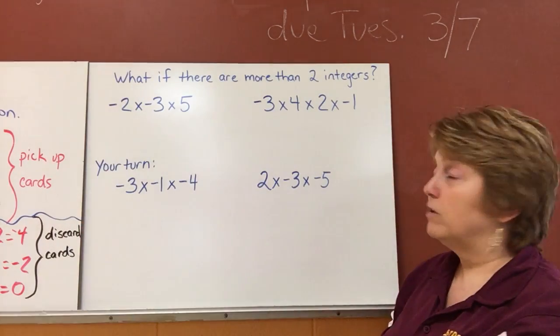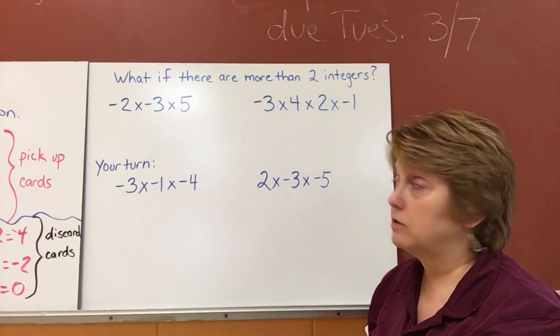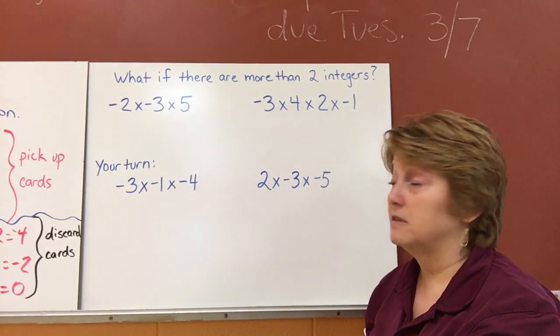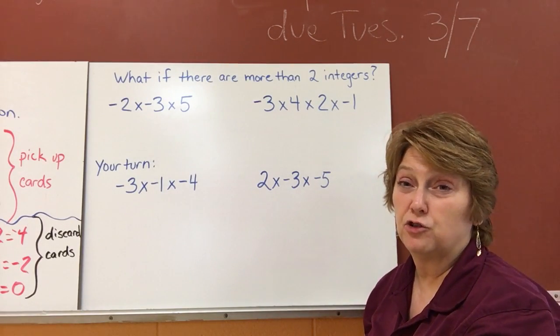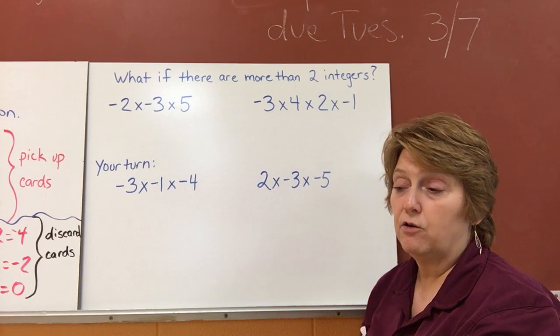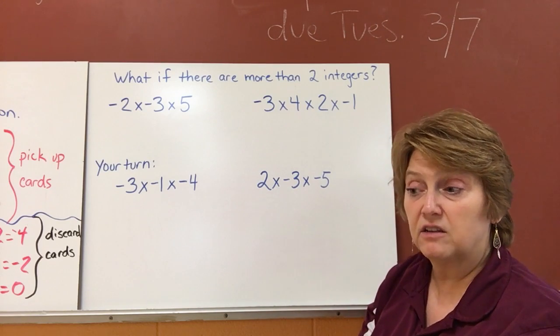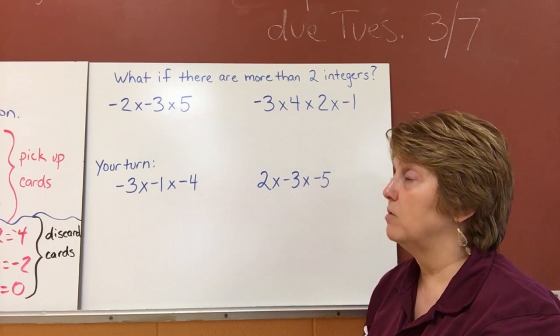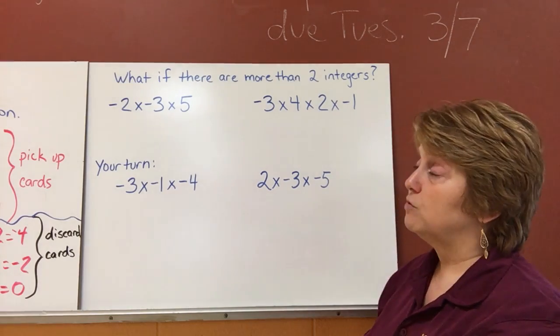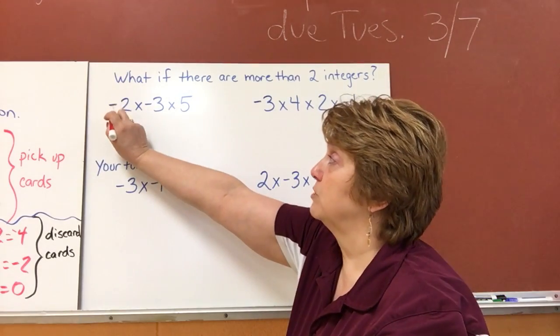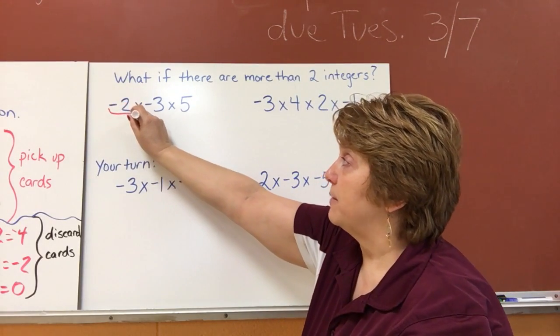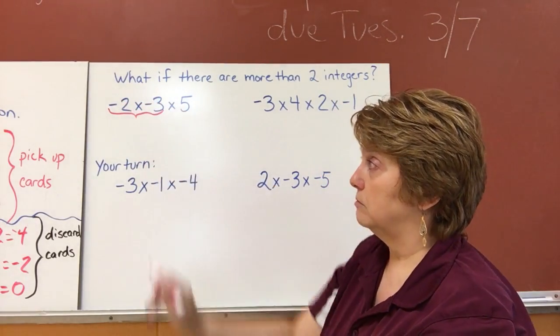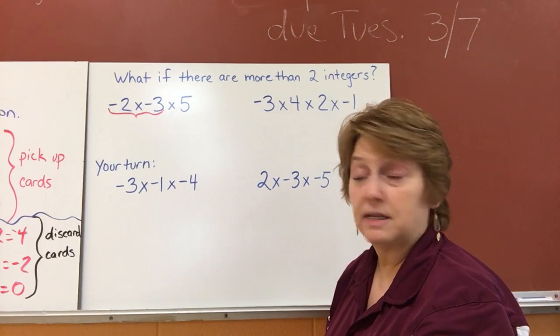Next thing, what if there are more than 2 integers? That makes a difference, doesn't it? If there's more than 2 integers, how do I know what to do? I know what to do if I pick up and then if I discard, but what if I do more than one thing at once? So what we have to do is think about it as 2 numbers at a time. So we're going to think about this here first. Okay, we're always going to take it one step at a time.